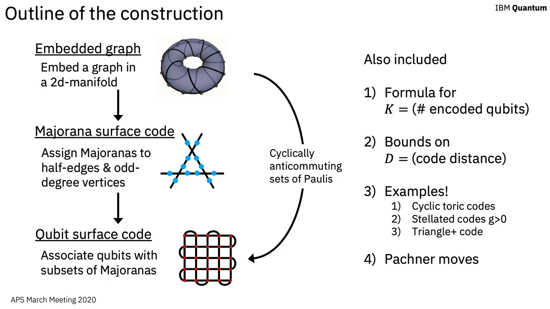But then once you have the construction, you can prove things about what the code parameters are. So we have a formula for k, we have bounds on the code distance, and then we have examples of different kinds of surface codes and Pachner moves to move between different codes or move around some of the odd degree vertices.